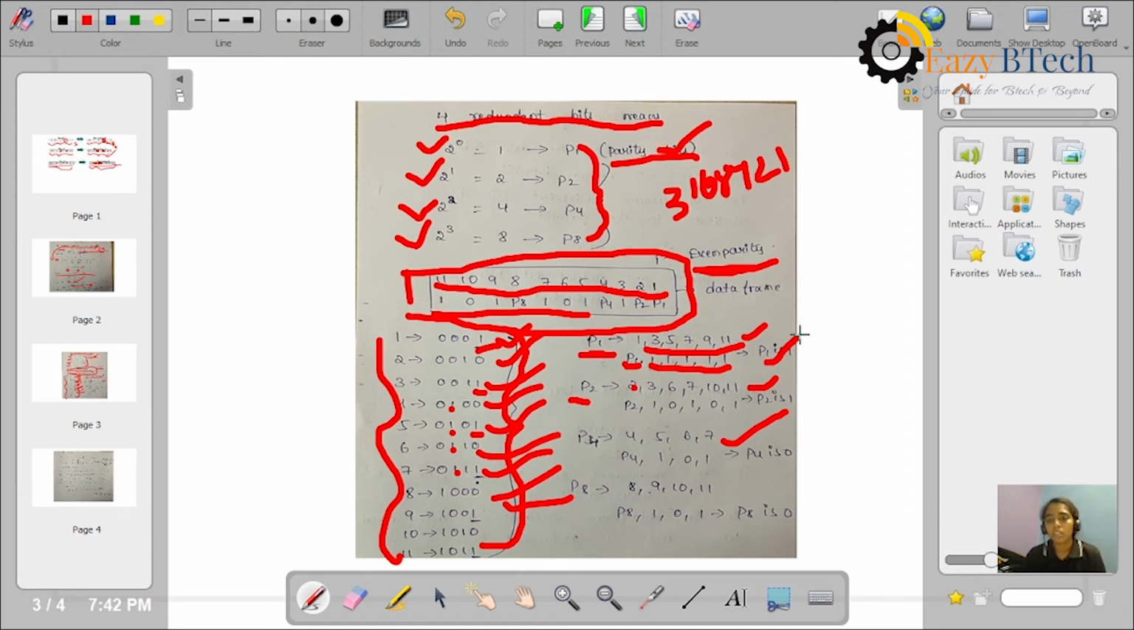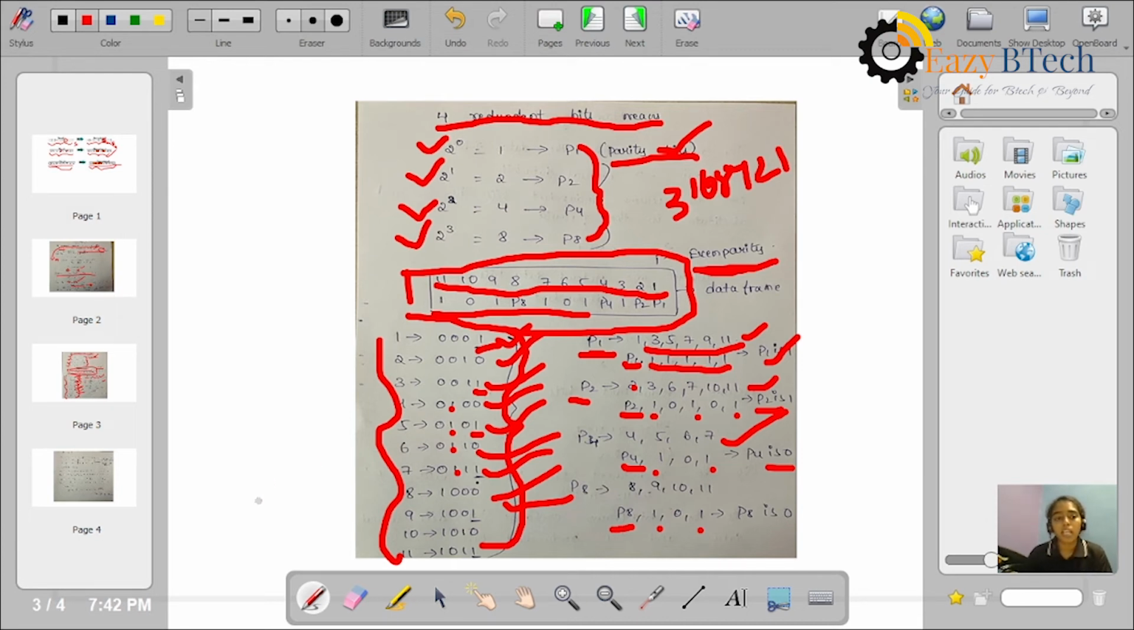Next, here also we got an odd number of ones, 3 ones. To get an even parity, I put 1 for the P2 position. Next, here 1, 1 is an even number of ones. So to get an even parity, I put P4 as 0. Next, here also you got an even number of ones. So to get an even parity, I put P8 as 0.